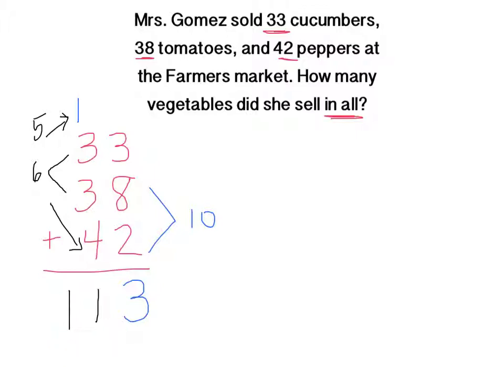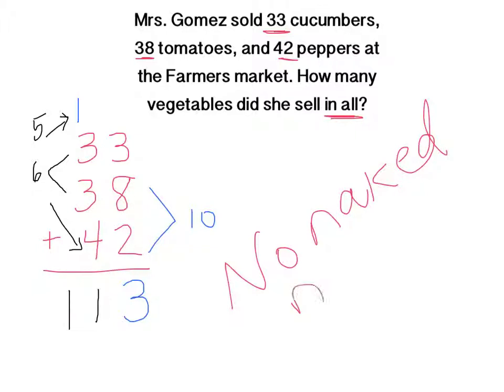So 113 what? How many vegetables did she sell in all? 113 vegetables. We can't leave it blank, remember guys, because we can't have any naked numbers. No naked numbers.